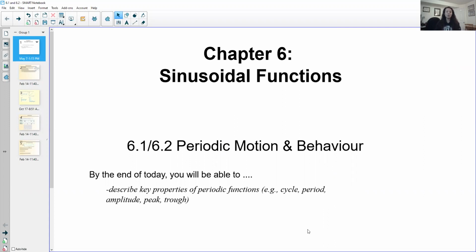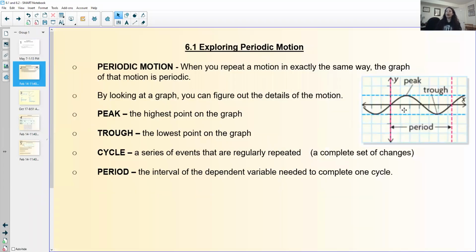learn a little bit about something called periodic behavior. And it's basically what happens when your graph repeats itself over and over. So it's just a special type of graph. We do need to know a few definitions so we can start pinpointing different parts of our periodic graphs.